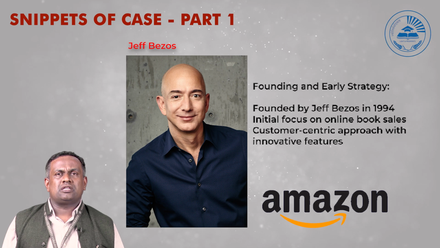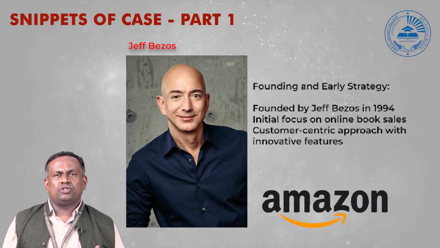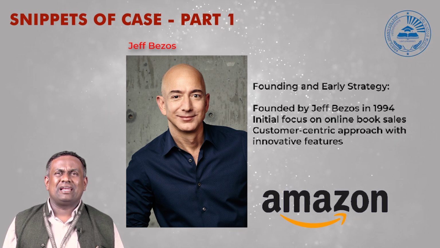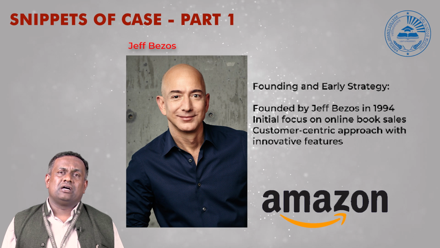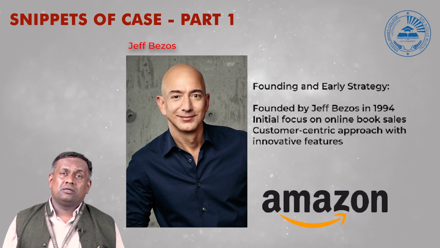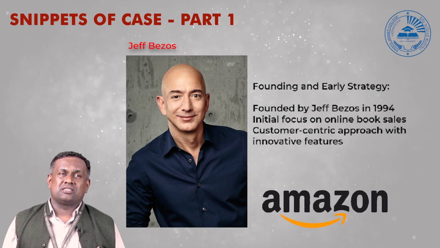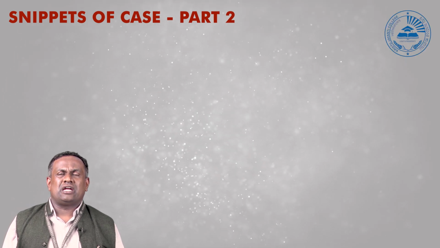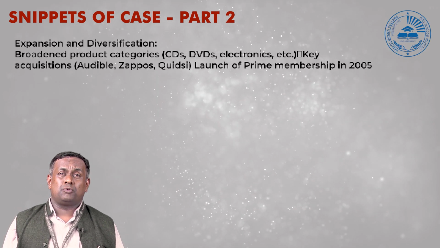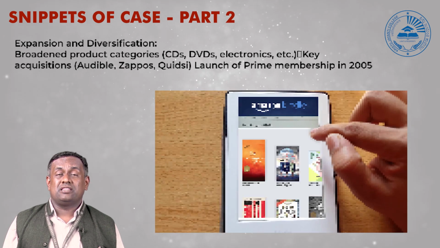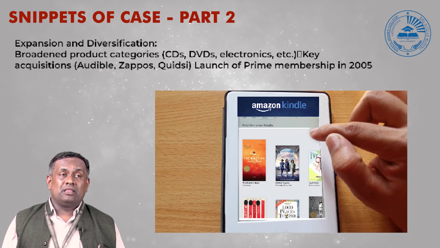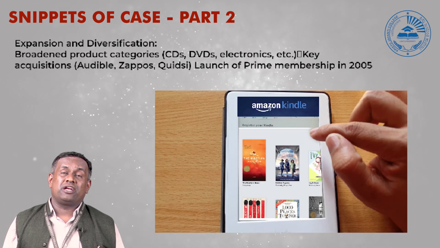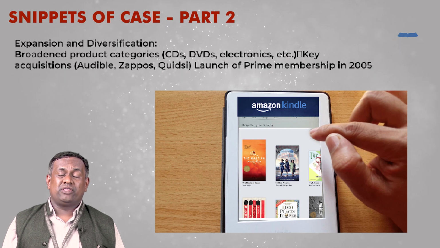People who have not seen the first session should see it, so that they get a clear idea of what exactly the Amazon case is concerned about. Then we have the initial focus, how they started the business. Basically they were concerned with selling products, mainly books, online. Then they adopted the most important thing, the customer-centric approach with innovative features.